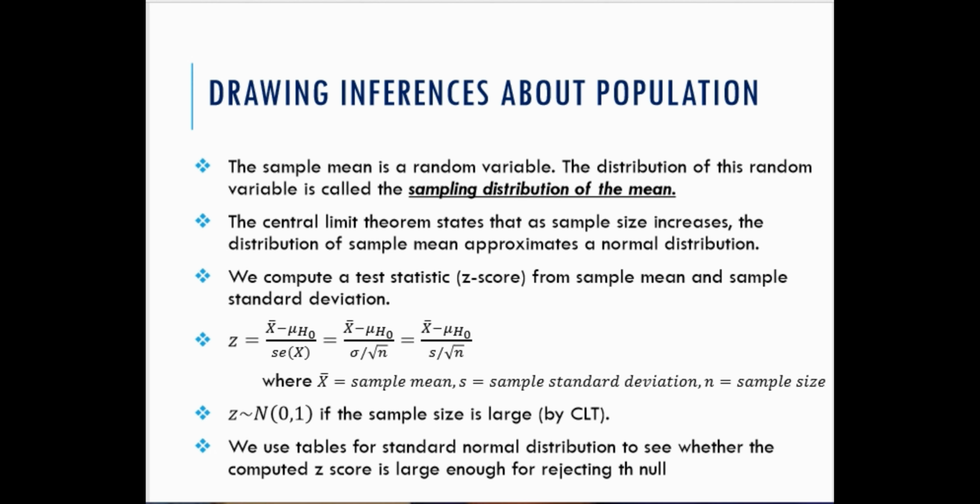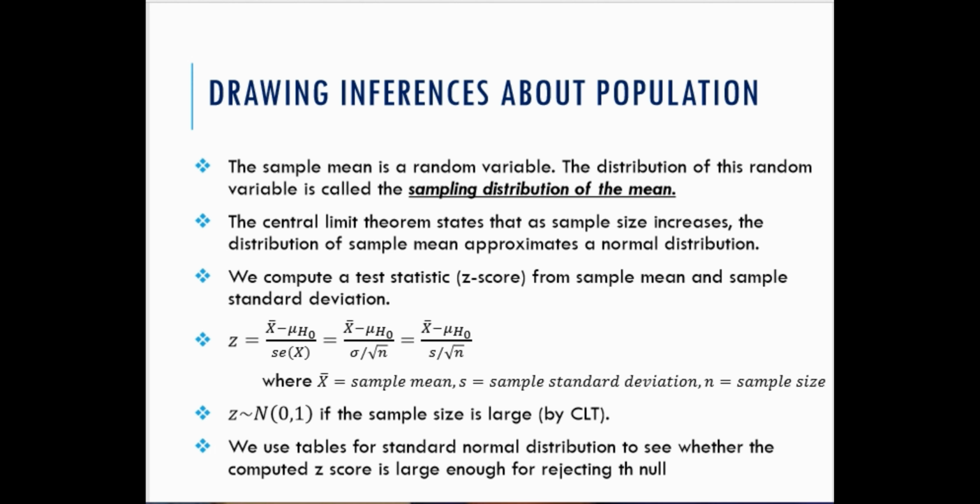This is the z score. So, you are subtracting the hypothesized mean and dividing it by the standard error of x, and this quantity that you get is called z. Interestingly, if the sample size is large, this z is distributed according to a standard normal distribution. This N(0,1) means the mean is 0 and the standard deviation is 1, which is a standard normal distribution.